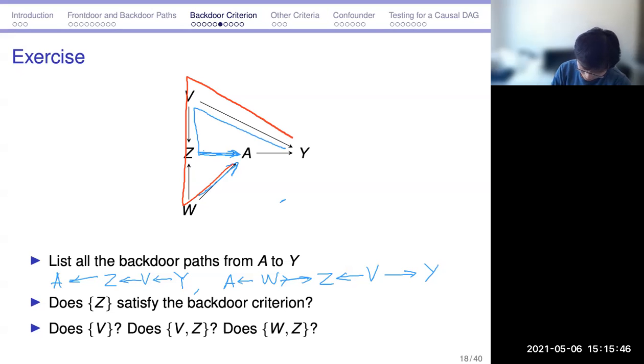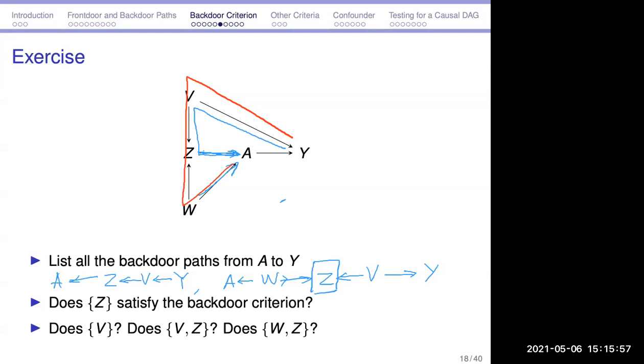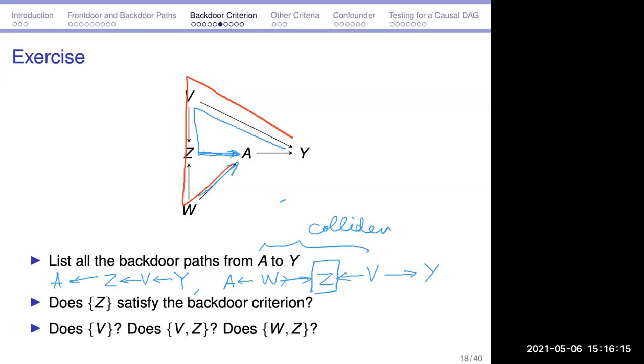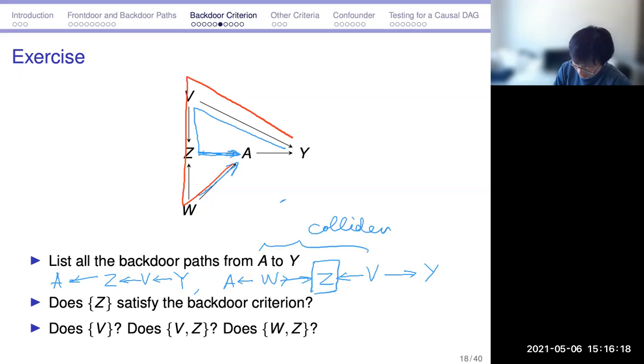Okay, Z does not block the red one. So in other words, you're saying that if we condition on Z over here, this is the red path. If we condition on Z, then this path is not blocked. Why is that? I think because V, W, and Z form a collider, and Z is in that set. Okay, thank you. Yes, that's very good. Because we have a collider structure, in order to block this path, we cannot condition on Z, or at least we cannot just condition on Z. Good. And therefore the answer to this is no.